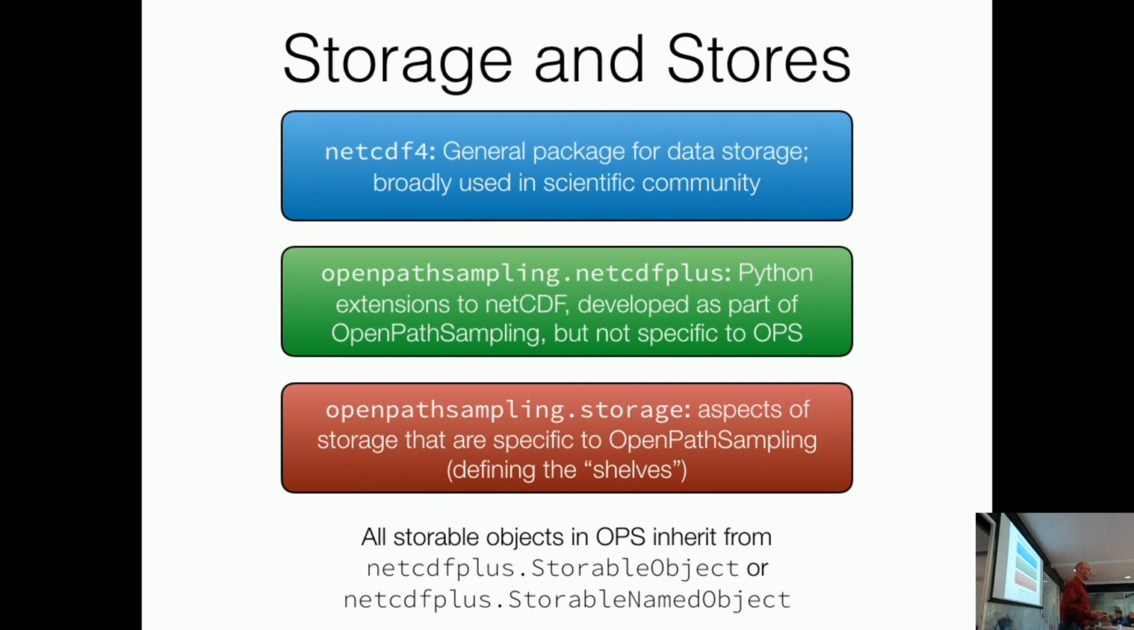When you're working with OPS, all objects that are storable in OPS are either Python built-ins or inherit from either netcdf plus storable object or netcdf plus storable named object. The objects that you'll be creating will probably all be inheriting from storable named object. That might not be immediately obvious if you'll be implementing something that directly inherits from a path mover. But if you keep going up that tree, you'll see that it might be something that inherits from engine mover, which inherits from path mover, which inherits from storable named object. The point is, by inheriting from this stuff, you'll automatically get the features that I'm about to talk about.